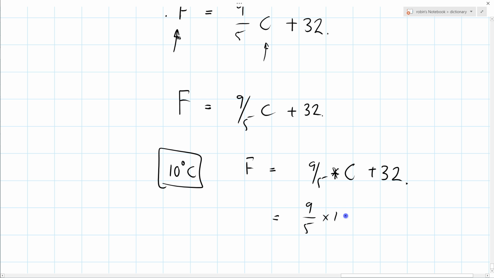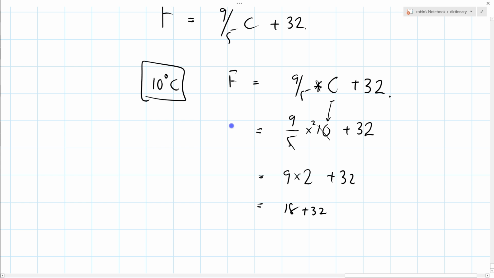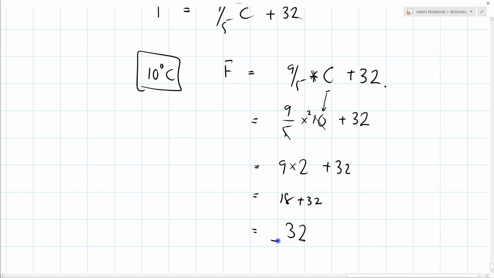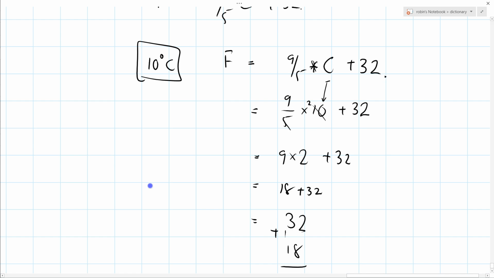9/5 times 10 plus 32. See, I've just written the 10 in there. It doesn't hurt to write it out. It helps. So what's that? That's 9 times 2, because I've cancelled from the 10 and the 5, plus 32, equals 18 plus 32 equals 32 plus 18. 0 down, 1 to carry, 3, 4, 5. So it's 50 Fahrenheit.